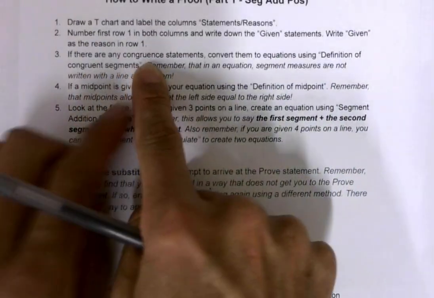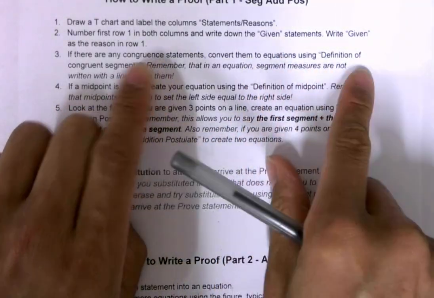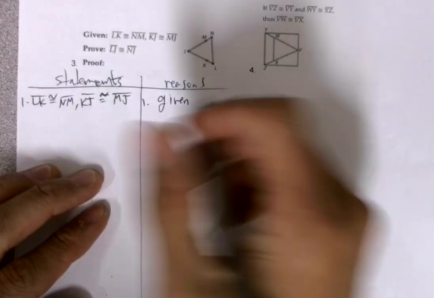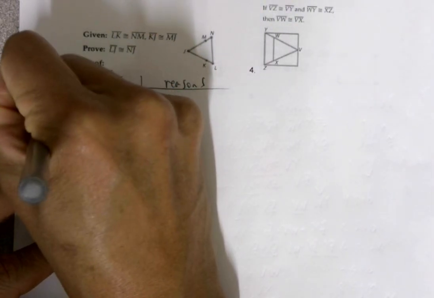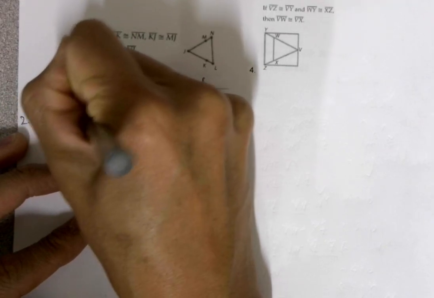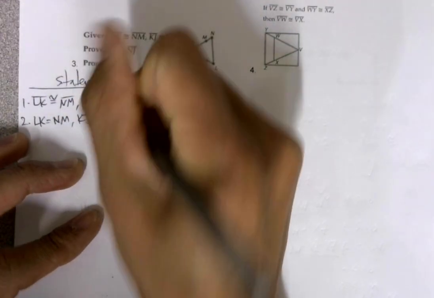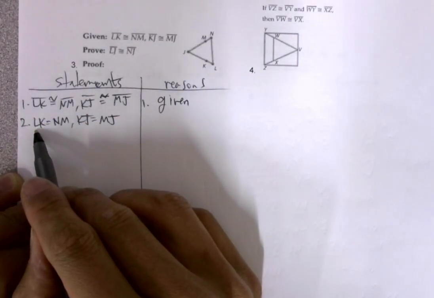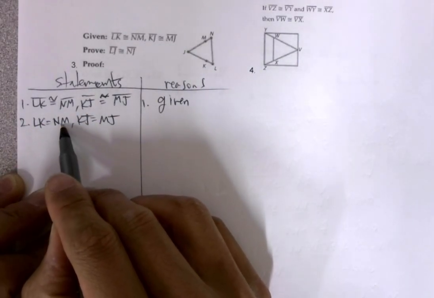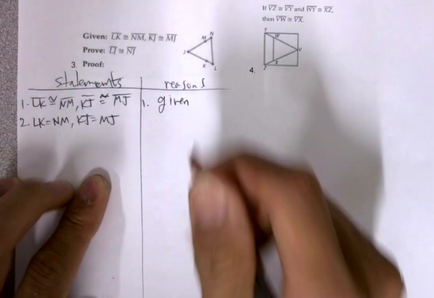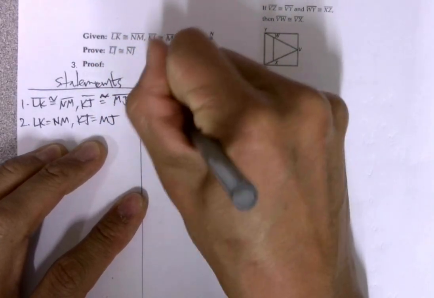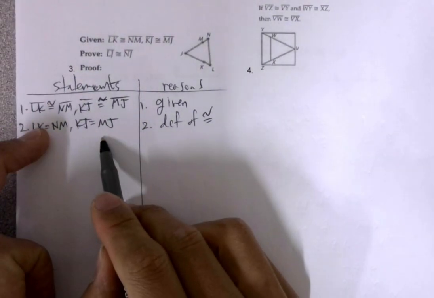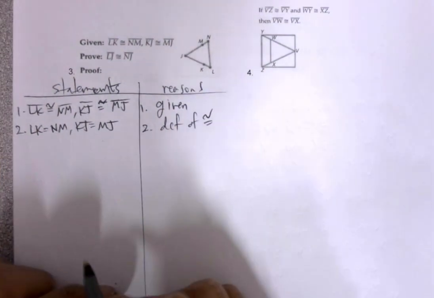It is to take any congruency statements and convert them to equations using definition of congruence. So do I have any congruency statements here? Yes, I do. So I'm going to convert them into equations using definition of congruence. It's LK is equal to NM, and KJ is equal to MJ. Notice when I do that, the lines over the segments go away. Now it's measure LK equals measure NM, measure KJ is equal to measure MJ. So my reason for this is definition of congruence. Definition of congruence lets us go from congruency statement to equation. It also lets us go from equation back to congruency statement.